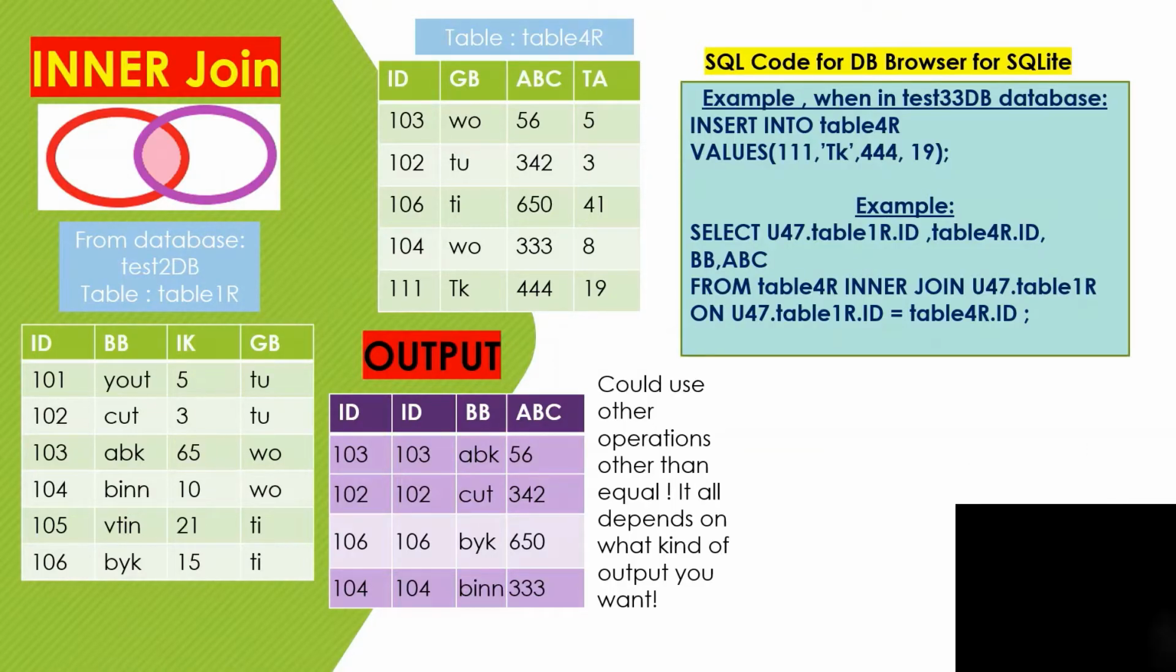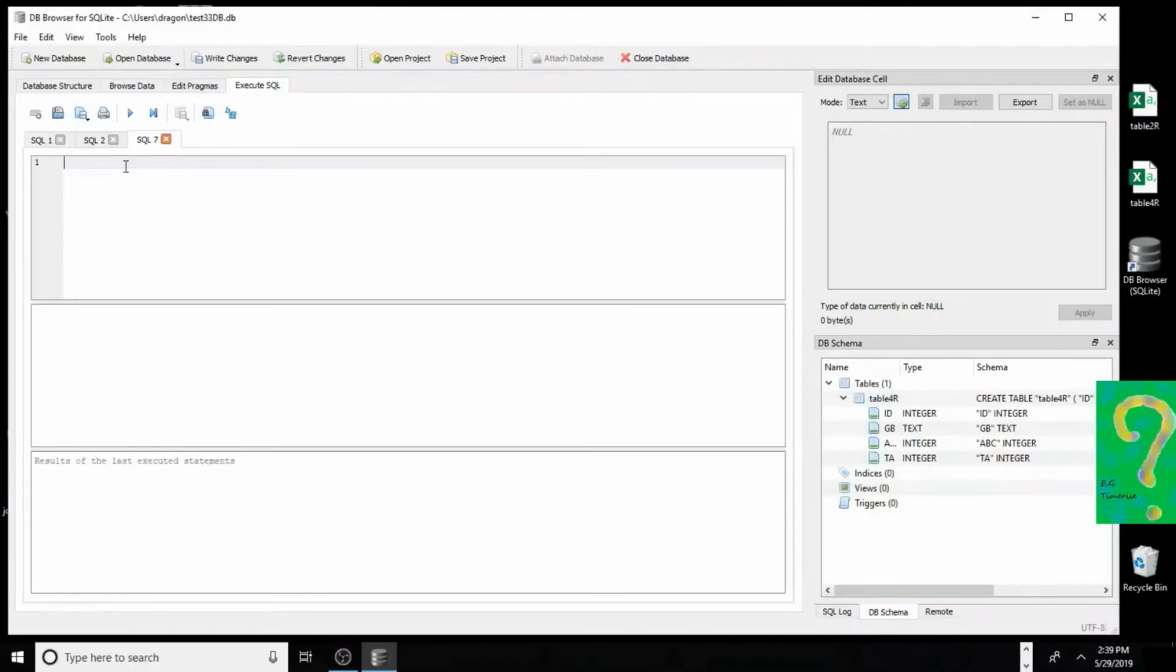Now let's cover inner join, which is like equal join, but you can do a little bit more interesting things with. Okay. Before we go any farther, let's delete all this extra stuff that we created. I don't want all these extra rows or anything. So we're going to do this twice. Let's delete from table 4R where ABC equals 50. All right, executed that.